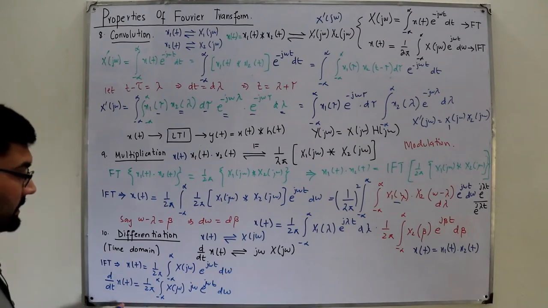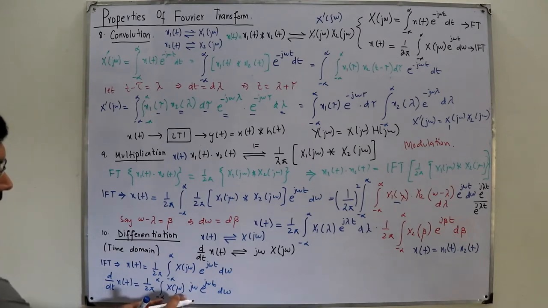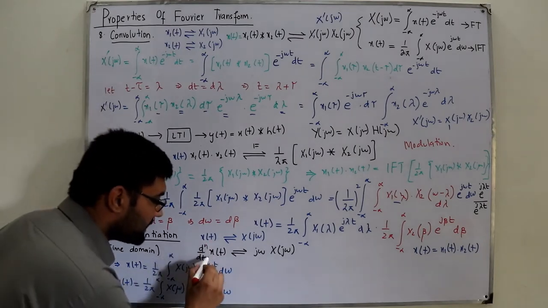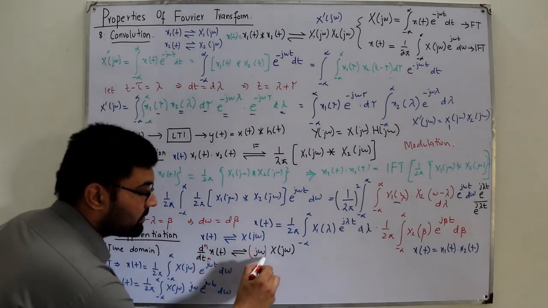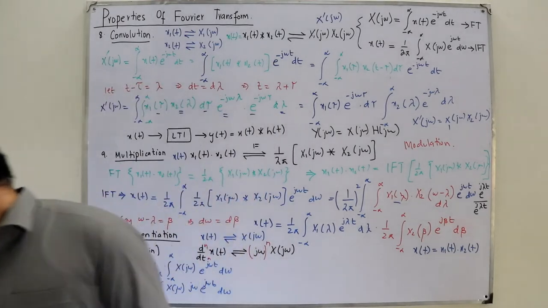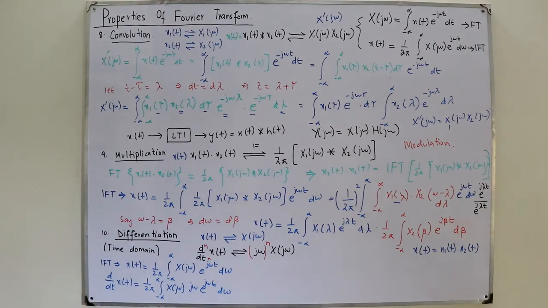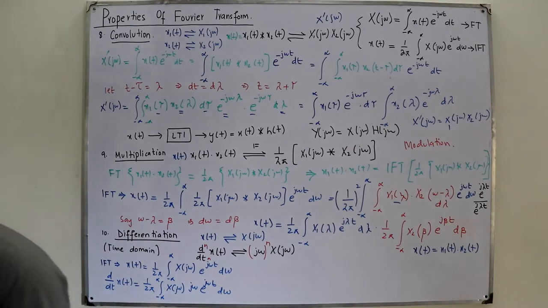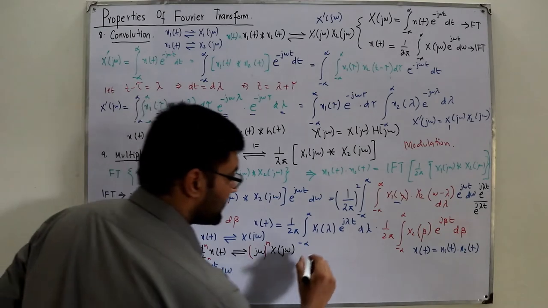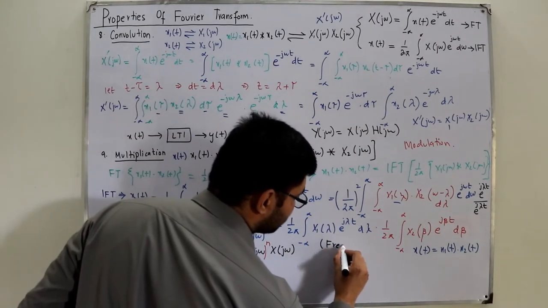Yes, take it outside the integration. And this is the Fourier transform x of j omega for the derivative of it. If you have the nth order derivative, over here you raise the multiplier to the power n as well. And that is it. This was the derivative in the time domain. Now, what about the frequency domain? So should I write it over here? Yes, I can write it over here. Part B is for the frequency domain.